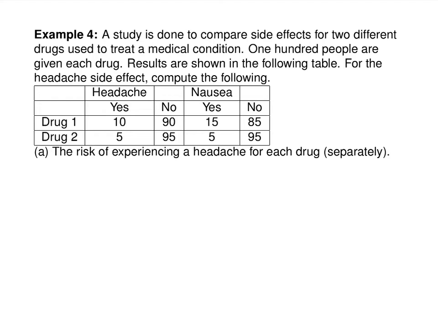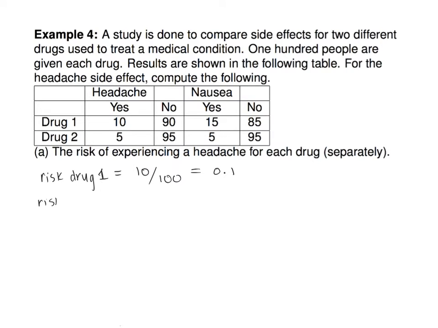So what is the risk of experiencing a headache for each drug? So risk for drug 1. So how many people had a headache while on drug 1? Well, that was 10. Out of how many people total took drug 1? Well, that was 100. So 0.1 or 10%.